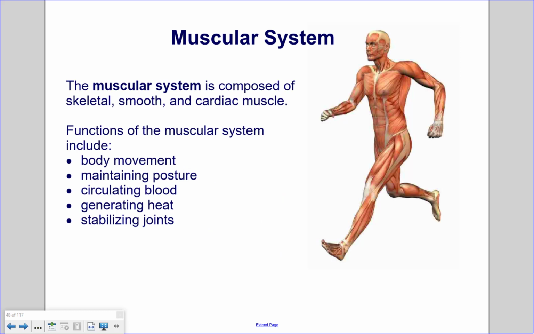Muscular system. The muscular system is composed of skeletal, smooth, and cardiac muscle. Functions of the muscular system include body movement, maintaining posture, circulating blood, generating heat, and stabilizing joints.